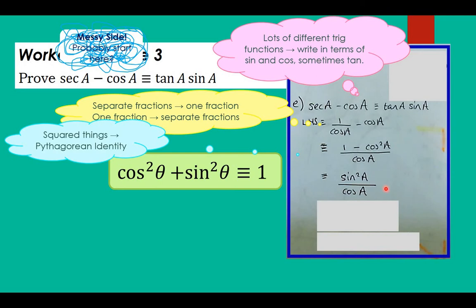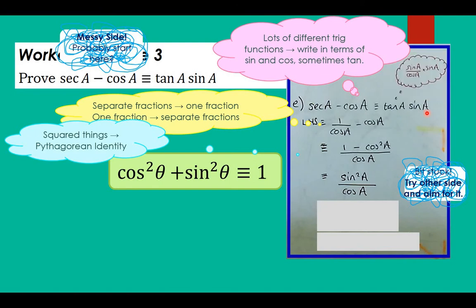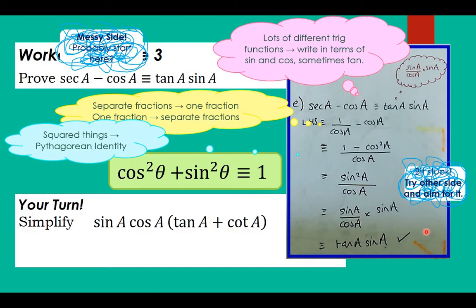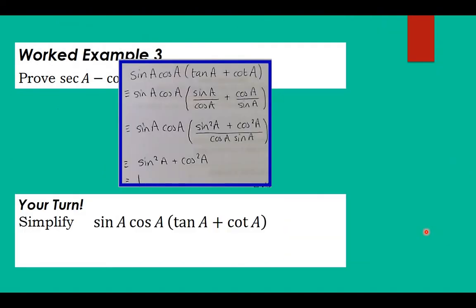Right, now I'm a little bit stuck. That doesn't look like tan A sine A. So let's just have a think of the right hand side. Let's mess with that for a bit. So I'm going to replace tan with sine over cos. And there we go. That looks a lot better. If you multiply those two sines together, you get your sine squared. So we've pretty much matched up. So I'm now going to kind of reverse the process. I'm going to write this one down next. Okay, and then sine over cos is tan, and we get the right answer. You have a go at this one. Here's your answer.